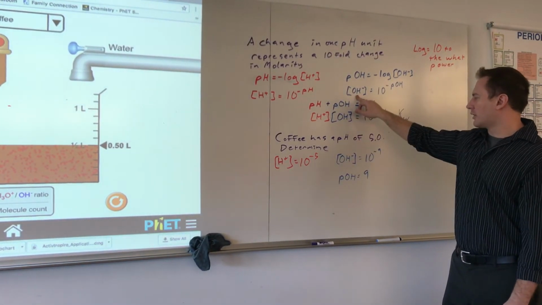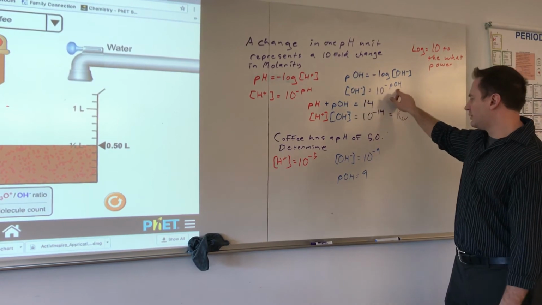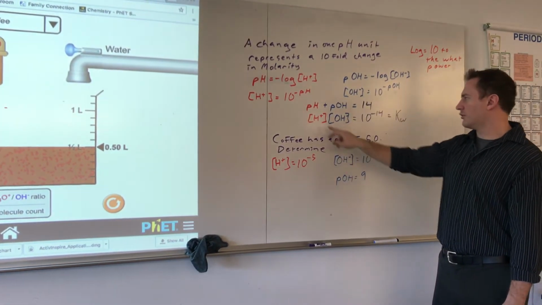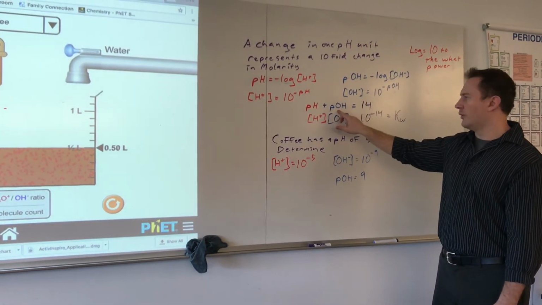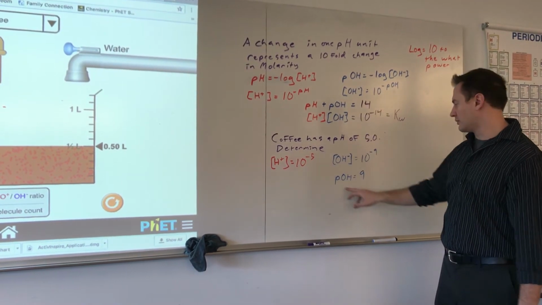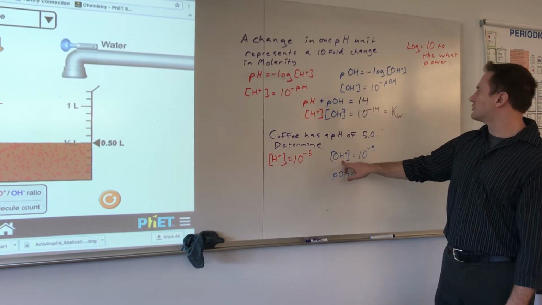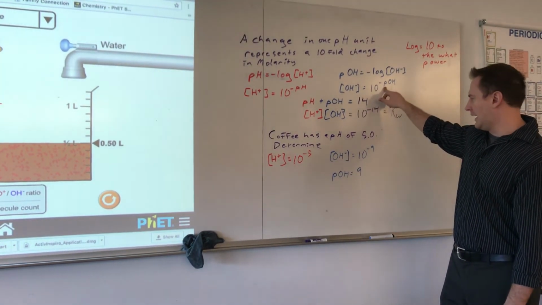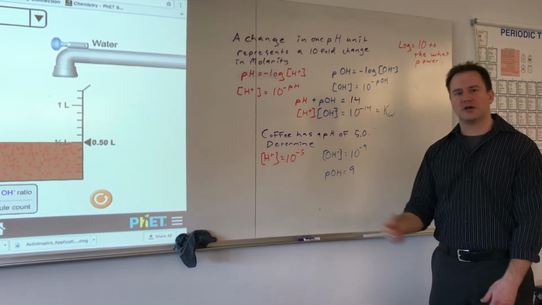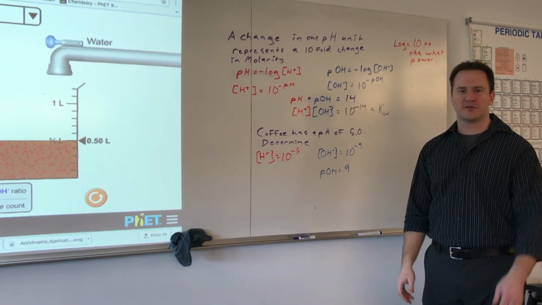The hydroxide ion concentration is 10 to the negative pOH. So we could say that if we know the pH is 5, then the pOH would have to be 9 to make it add up to 14. So if the pOH is 9, our hydroxide ion concentration would be 10 to the negative 9. So we can look at any of these concentrations based off one piece of information.